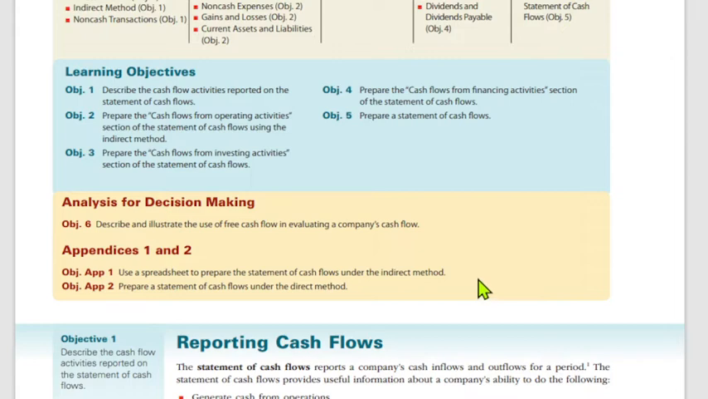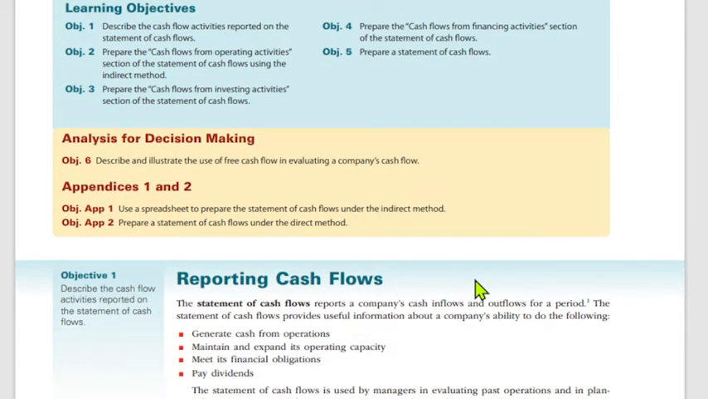Some appendices on this reference will indicate the use of a spreadsheet to prepare the statement of cash flows under the indirect method. So, pwede mo itong magamit during your practice and when you also assume work kasi in actual practice, ginagamitan naman talaga ng software and spreadsheets yung pag-generate ng cash flows. Then we prepare the statement of cash flows under the direct method.